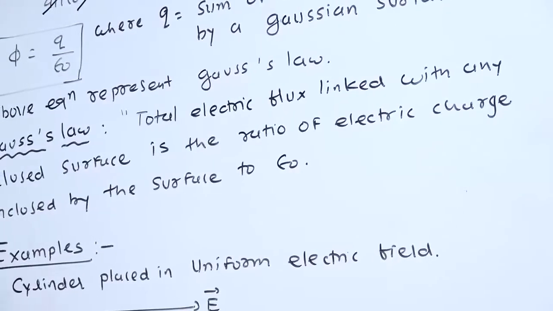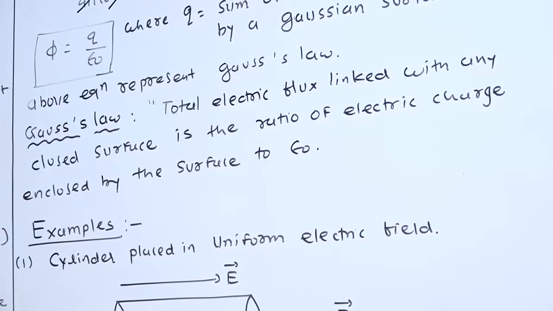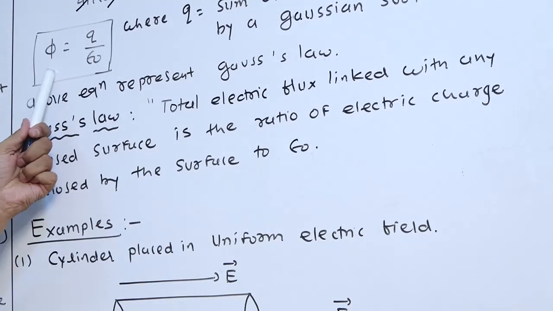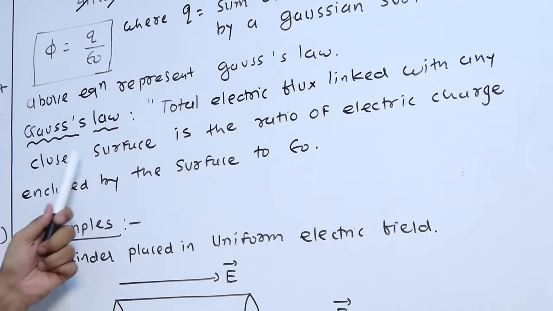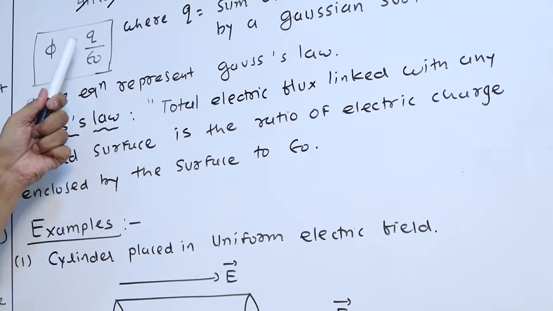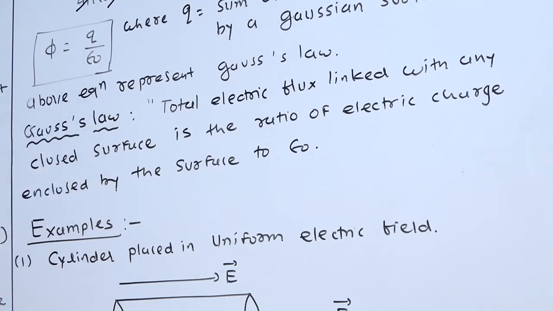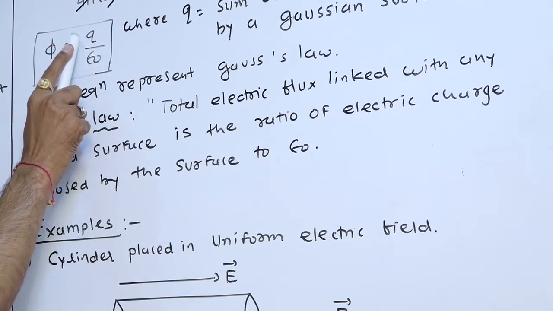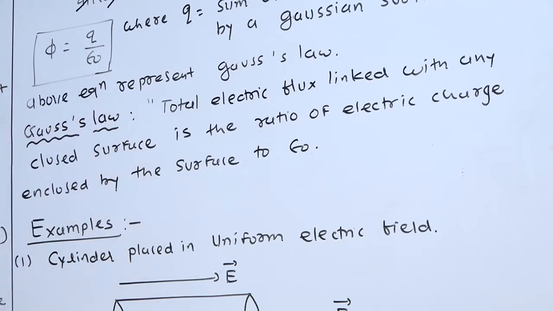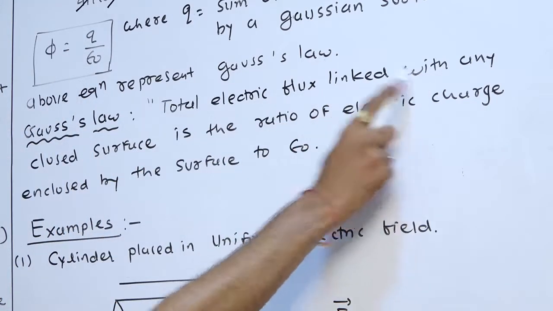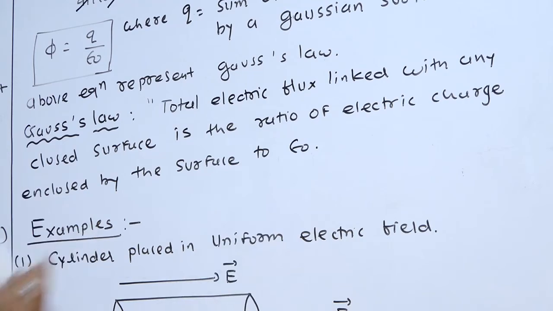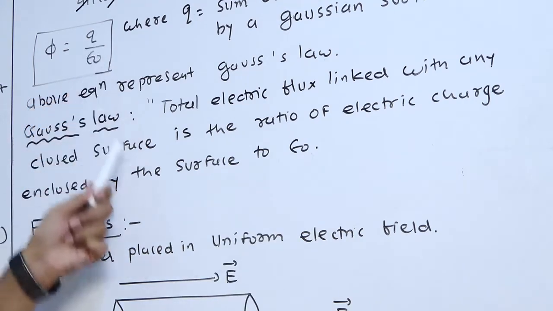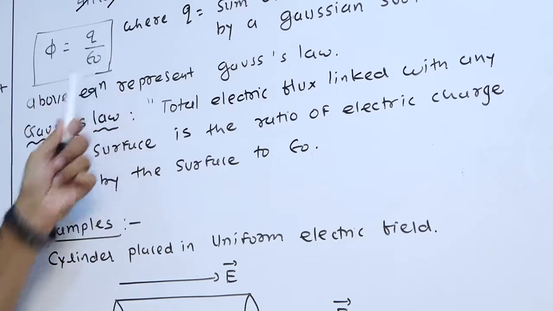Now please note the statement of the Gauss law. It is to be given like this: the total electric flux linked with any closed surface is equal to the ratio of the electric charge enclosed by the surface to epsilon 0. Once again, students, the total electric flux linked with any closed surface is the ratio of the electric charge enclosed by the surface to epsilon 0. From this equation we can give this statement. It is a simple thing, the ratio of the electric charge to epsilon 0.